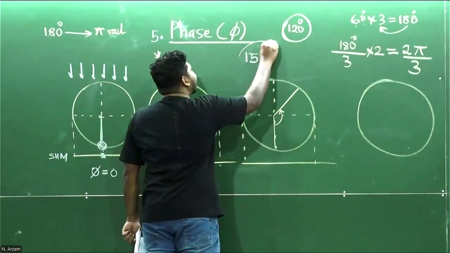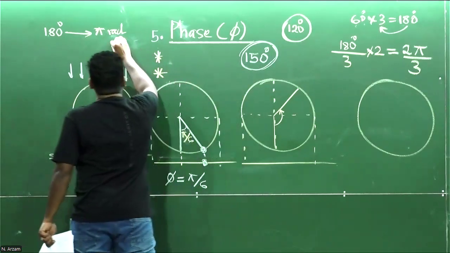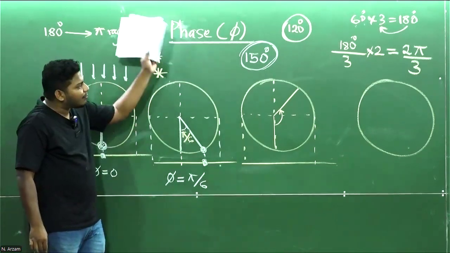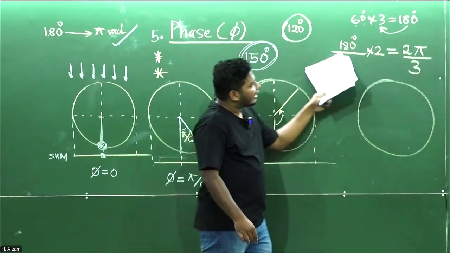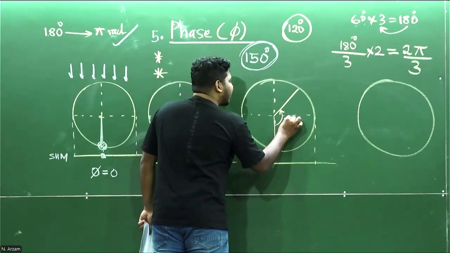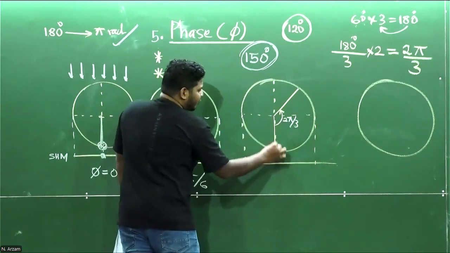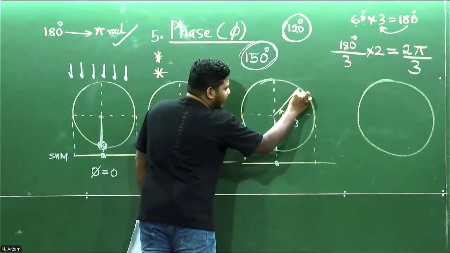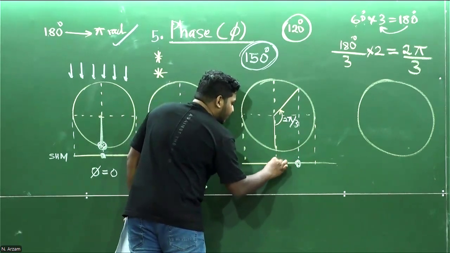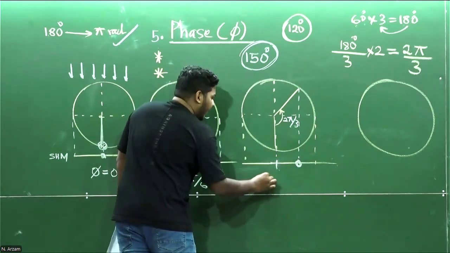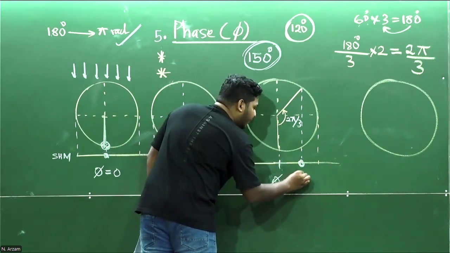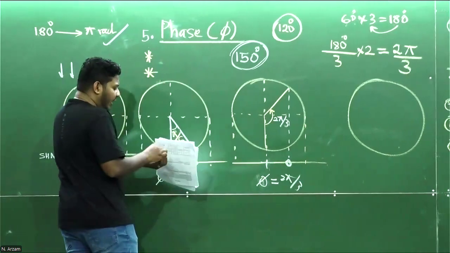So you should know how to convert these angles into radians. In units and dimensions, there's a part on converting radians into degrees. Look at this one. I'm taking this as 2 pi by 3. The object is now here. This is the center, the equilibrium point. The object is now here, so the phase is equal to 2 pi by 3.